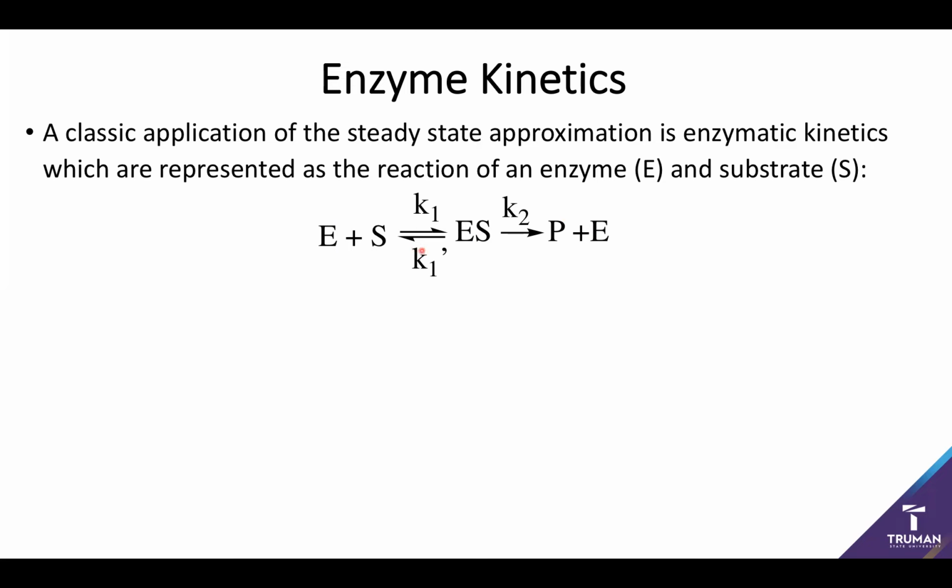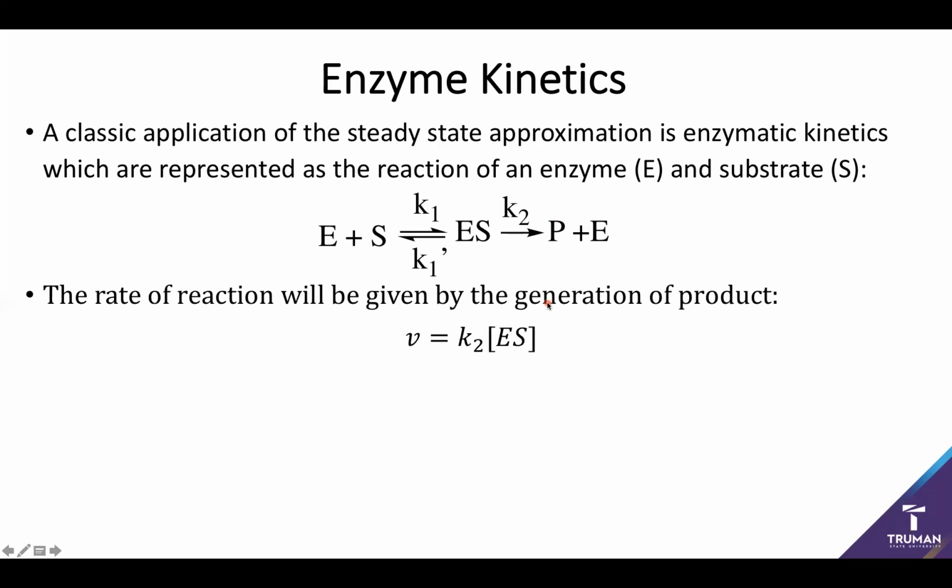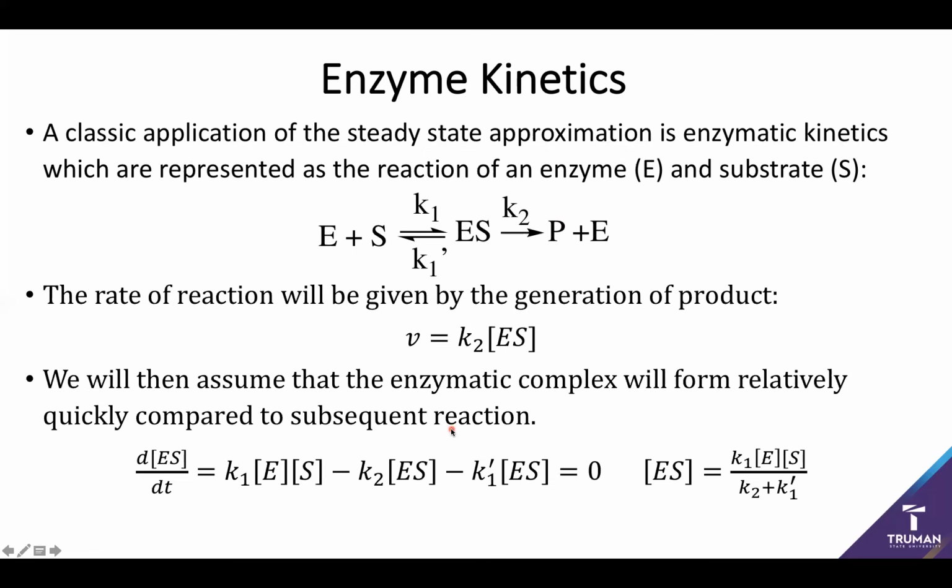So the first thing that we might notice is that we're going to care about the generation of product in this reaction mechanism. And so, not too surprisingly, this is going to be given by the rate constant for the second enzyme-catalyzed step times the concentration of this active enzymatic complex. However, that brings us to, of course, the problem of trying to determine the amount of enzymatic complex present. So here we're going to end up making use of the steady state approximation.